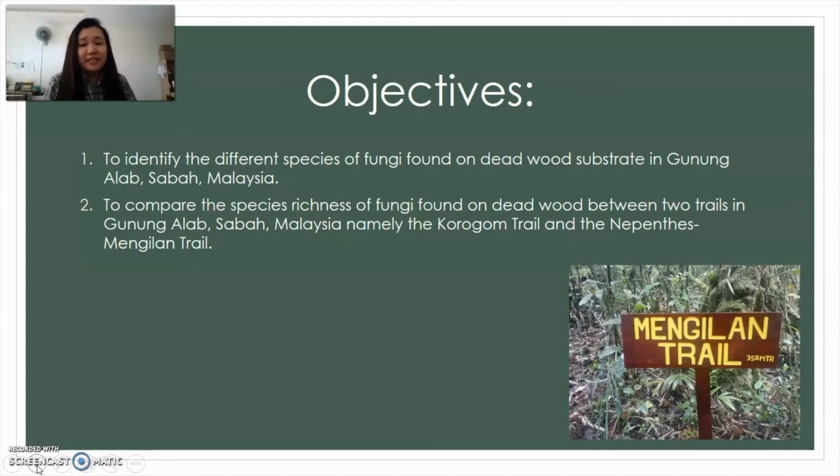The objectives of the study were to identify the different species of fungi found on dead wood substrate in Gunung Alap, Sabah, Malaysia, and to compare the species richness of fungi found on dead wood between two trails in Gunung Alap, namely the Korogam Trail and the Nepenthes Menggilan Trail. The picture over there is a picture which I took of the Menggilan Trail signboard. Unfortunately, I do not have a picture of the Korogam Trail signboard.